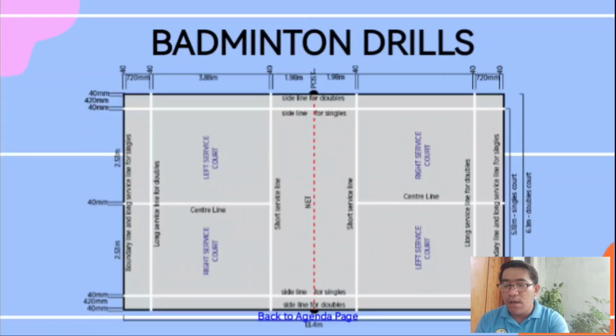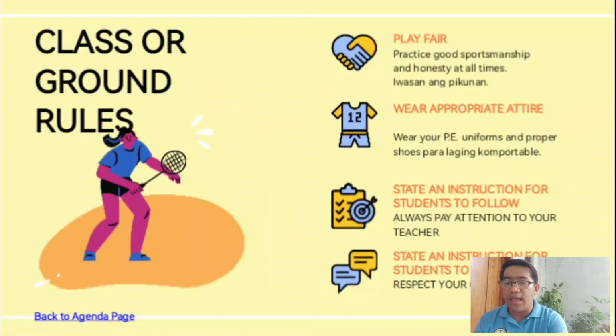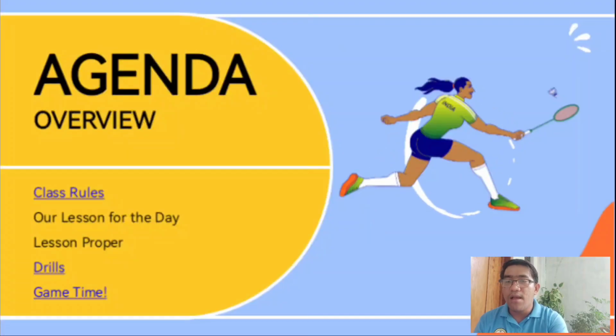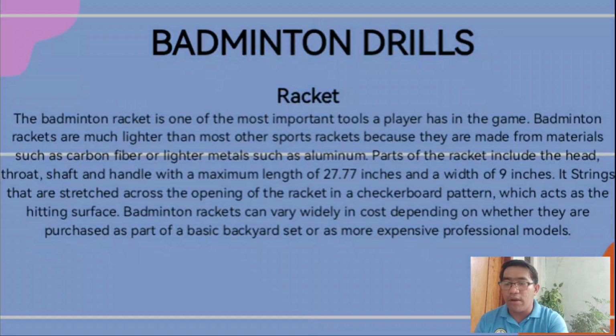Okay, did you understand the difference of it? Okay, so from the width of the single ay 5.18 meter by single court. Kapag tinawag po natin pag double, it should be 6 meter of the double court. Alright?